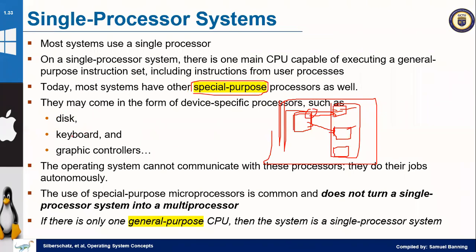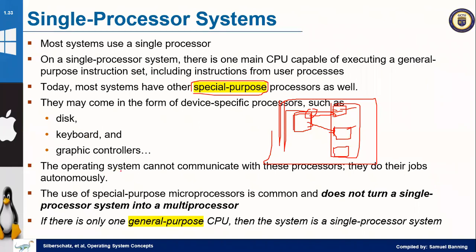We have the keyboard processor. When there is a need for any keyboard operation, the CPU will give it to the keyboard processor. We have the graphics controller processor. When there's a need for any graphics, the CPU will relegate that to the graphics processor.